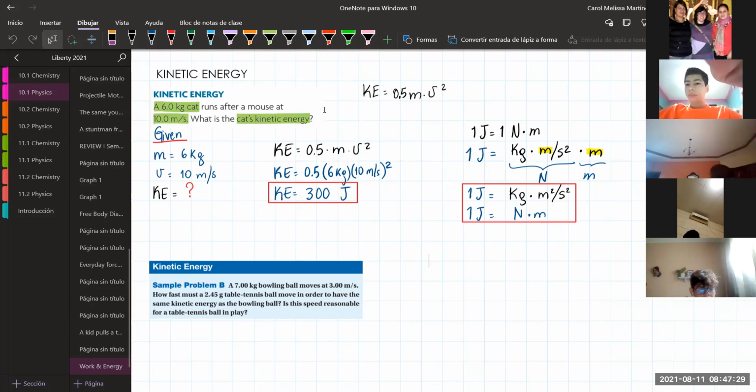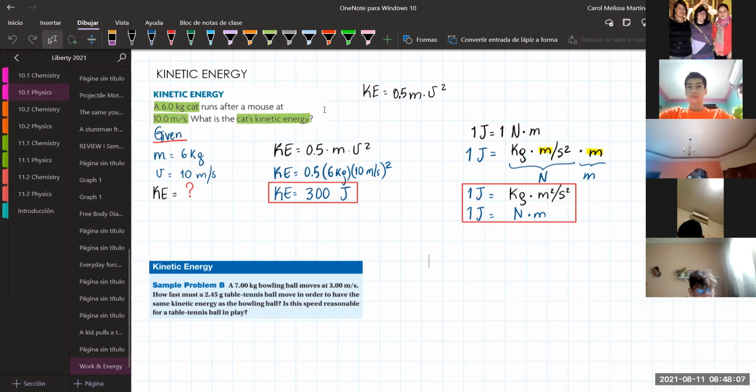Now, it is necessary that you see 1 joule needs the mass unit in kilograms, not grams, the distance unit in meters, not miles, not kilometers, not centimeters, and the time in seconds. It's good that you know that, because when we cancel units, it's very rare that we need to include other kind of units.